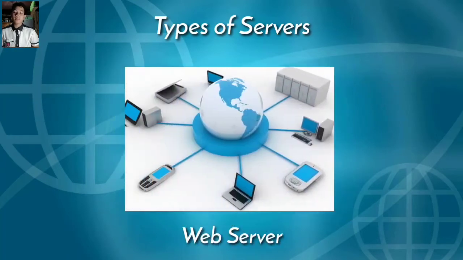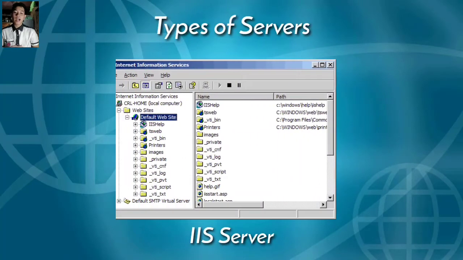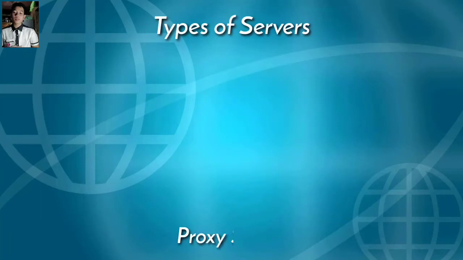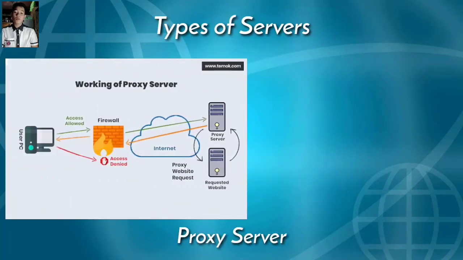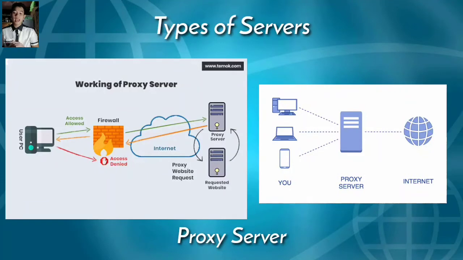Next is the web server. It is a computer program that serves requested HTML pages or files. An example of this is the IIS, which accepts requests from remote client computers and returns the appropriate response. Another type is the proxy server. It acts as a firewall and web filter, provides shared network connections, and caches data to speed up common requests.